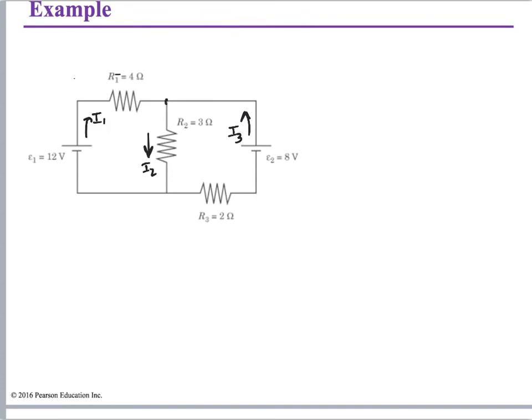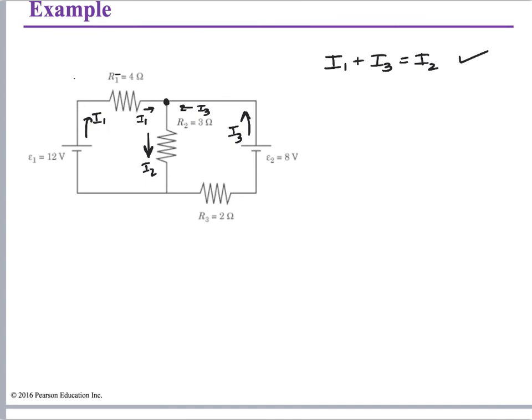So now I'm going to do a junction rule, and I'm going to think about this point right here. I notice I have current 1 coming into there, current 3 coming in there, and current 2 coming out. So when I write the relationship between those 3 currents, the currents coming in are currents 1 and 3, and the current coming out is current 2. So this is my junction rule. That's one equation I can use to solve for my unknowns.